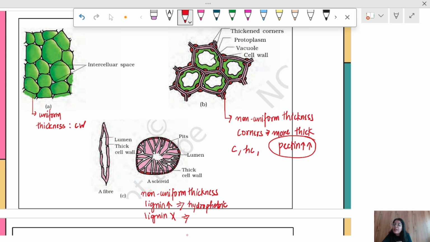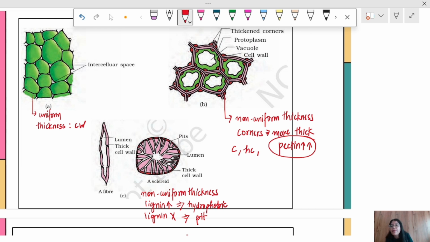Okay, and when lignin is not present, what will happen? That area is not hydrophobic, right? So where lignin is not present, that will be a pit. That will make a particular opening which is called a pit. Okay, a pit is that area through which water and other things can pass.